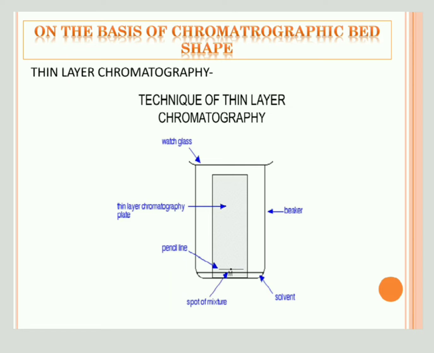So here, as you can see, the things which we require for this separation technique are the beaker, the solvent which we will put as the mobile phase, and the spot of the mixture, which I will tell you about further in the slides. This thin layer chromatographic plate is very necessary, the base of the technique. The watch glass to cover the beaker, the column, so as to achieve the equilibrium, and the pencil line, the base line through which we will observe the changes in the technique.